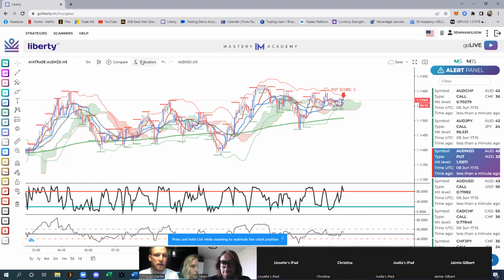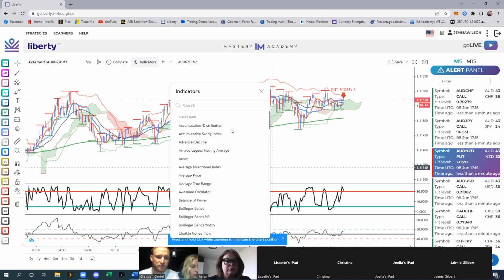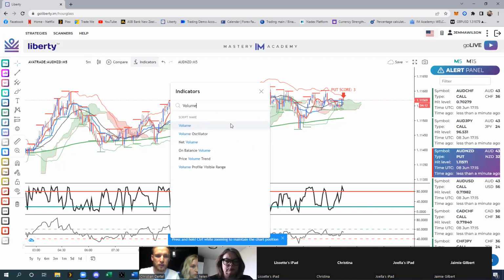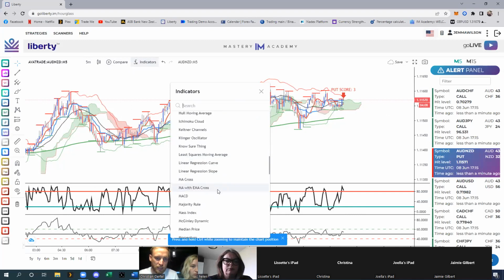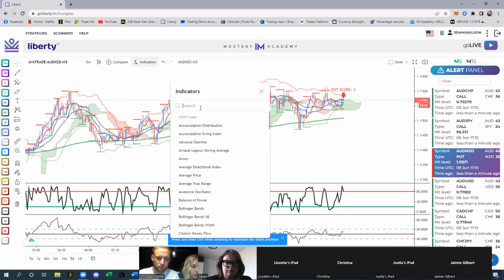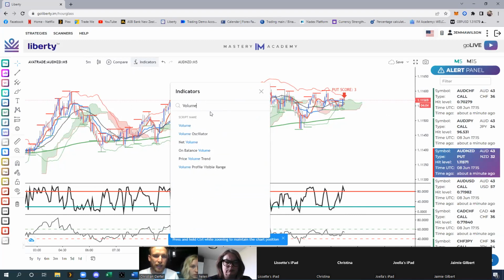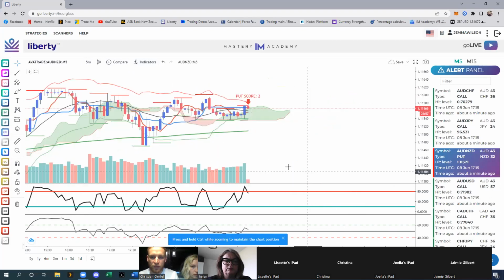And so what you want to do is come up to the top here to indicators, type in volume. And you can see, as I was mentioning before, there's a lot of different indicators that you can add on here. So if there is something that you're interested in trying out, you can add that to Hourglass. Now, the one we're going for is just volume, okay? And then that adds these bars along the bottom here.